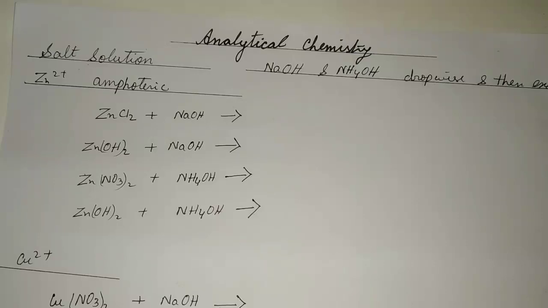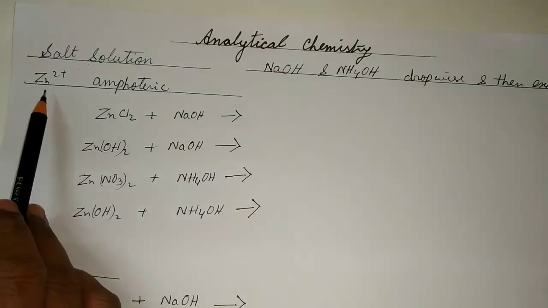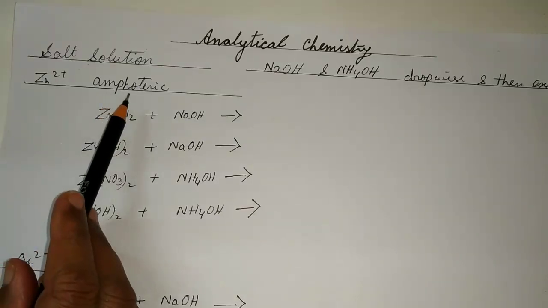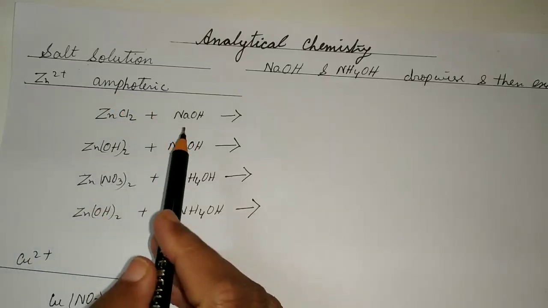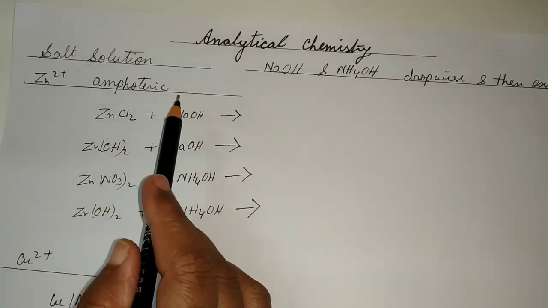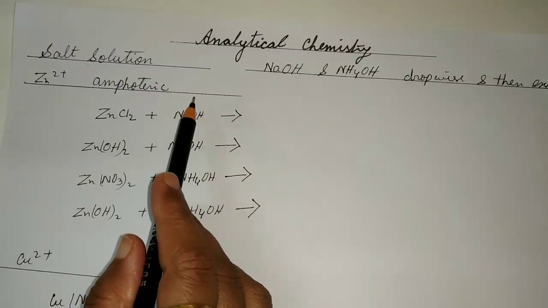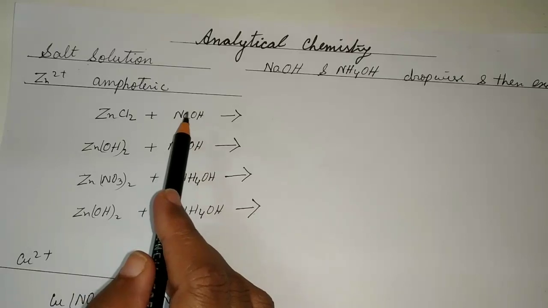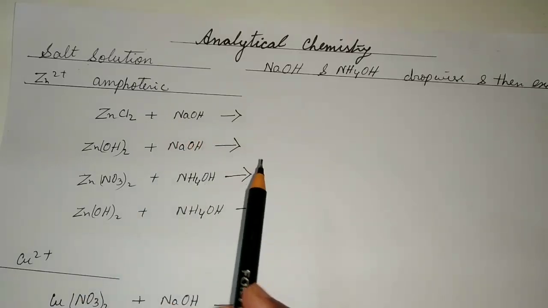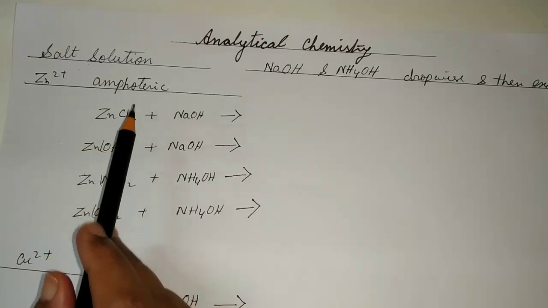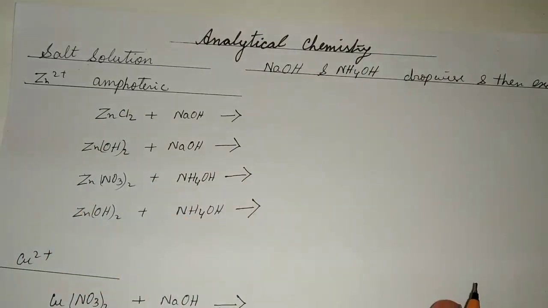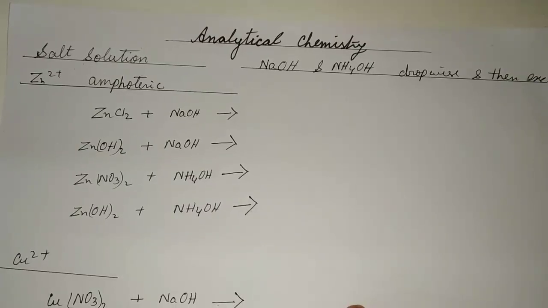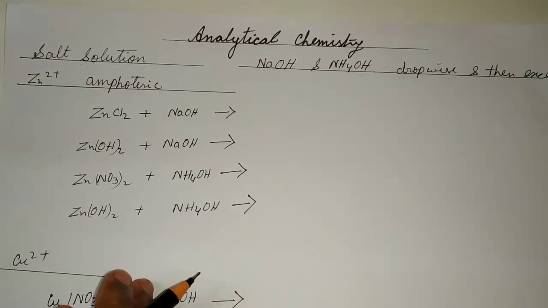Let us now take up different cations one by one. Let the first one be zinc ion. Zinc is amphoteric in nature. If you remember, in standard 9 we had studied, an element which can react with acid as well as base is known as amphoteric, about which I will teach you later in the other half of this chapter as well as in another chapter. So, let's start with the reaction of zinc ion.